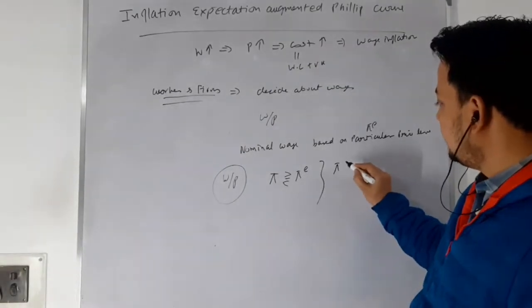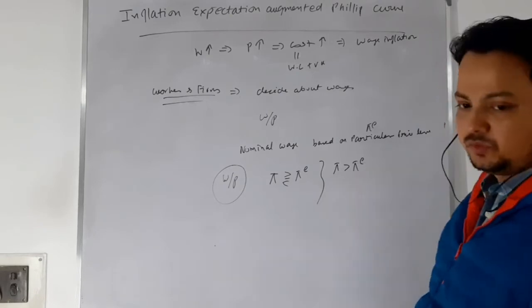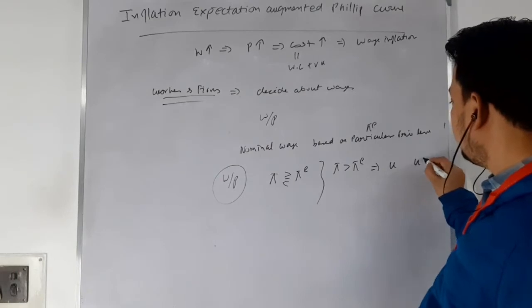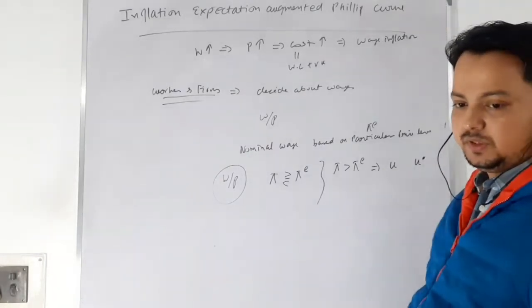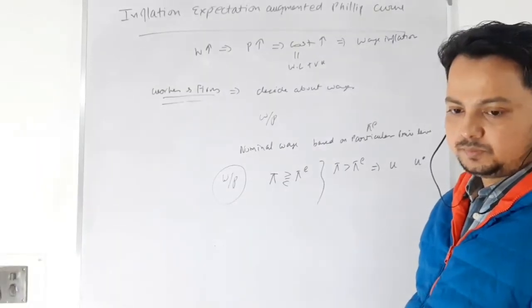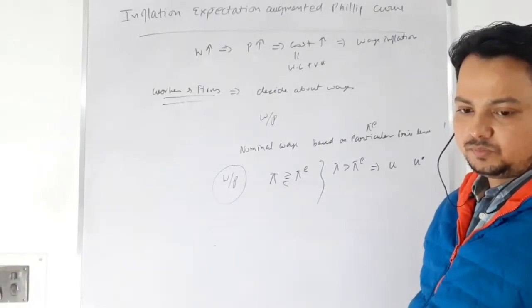If actual inflation is more than expected inflation, what will happen? Actual unemployment will be more than your natural rate or less than the natural rate. In this case, what will the firm do?